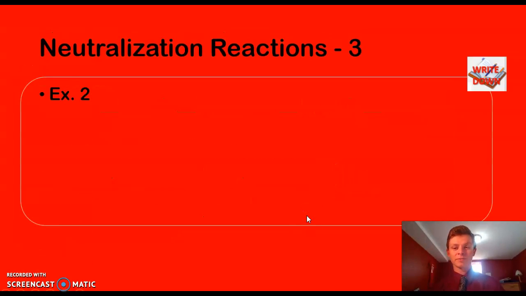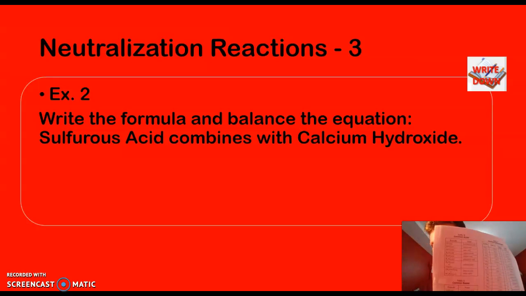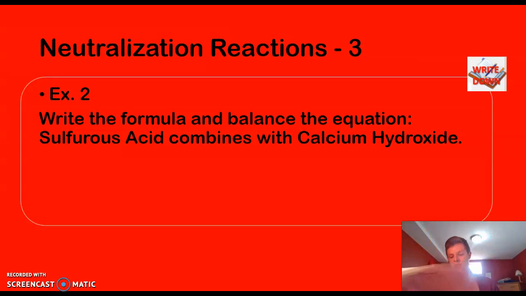Neutralization reactions, part 3. So example 2: write the formula and balance the equation for sulfurous acid combined with calcium hydroxide. Now, where would you find this? What is sulfurous acid? It's right on your Table K, the reference table, right at the top of page 6. Sulfurous acid has the formula H2SO3.